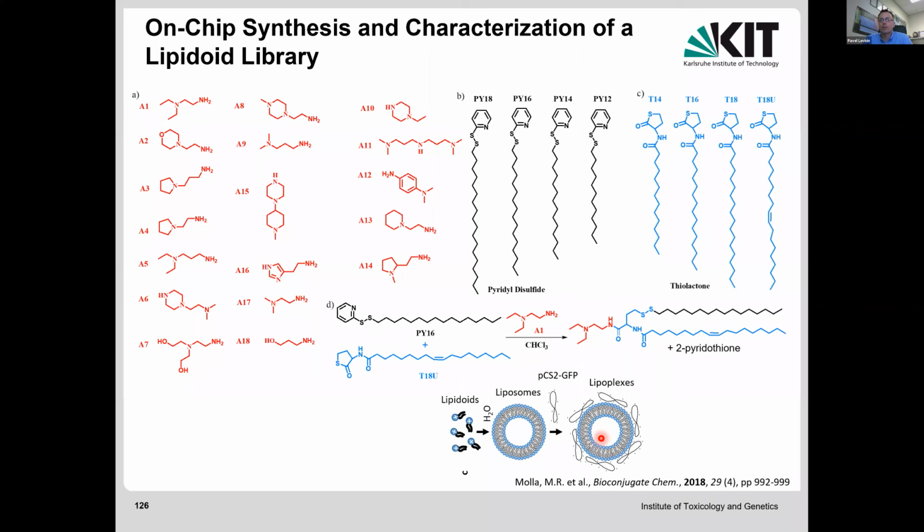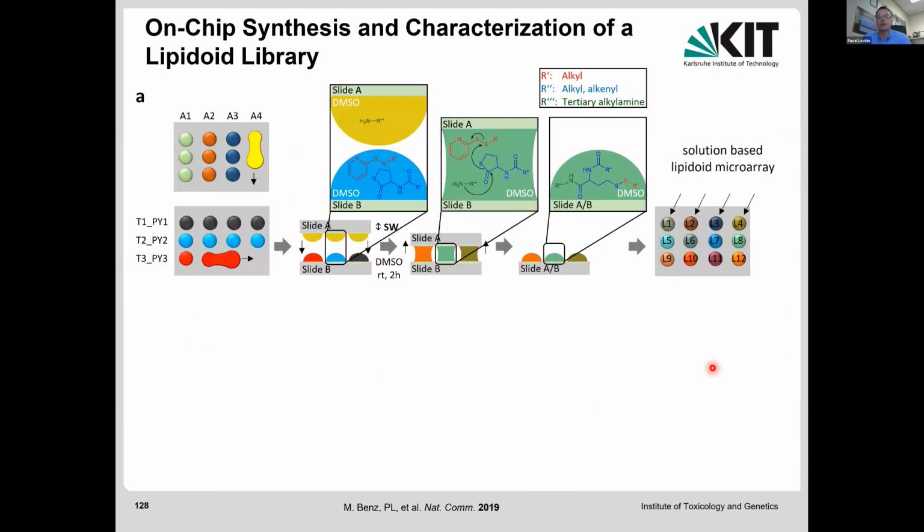And although there are transfection reagents, not all are efficient, and there is a need for better transfection reagents. So we decided to make such a library of lipids using sub-libraries of building blocks, thiolactones, and other building blocks to make a combinatorial library of different lipids with different functional groups, and then to screen them. But we wanted to synthesize them on chip, and then use the same platform for screening.